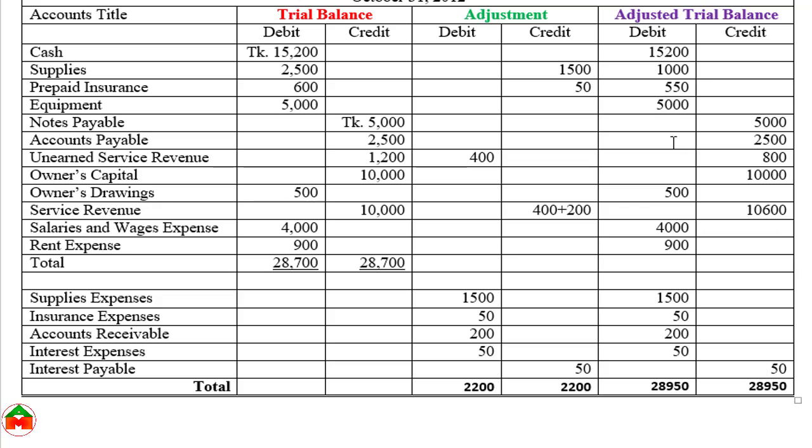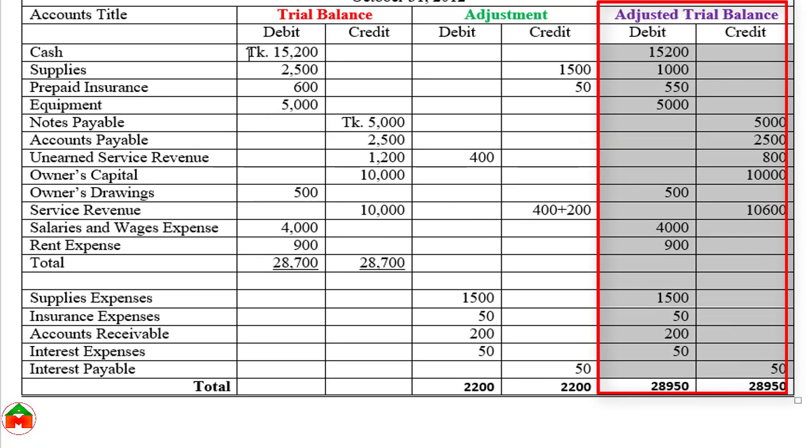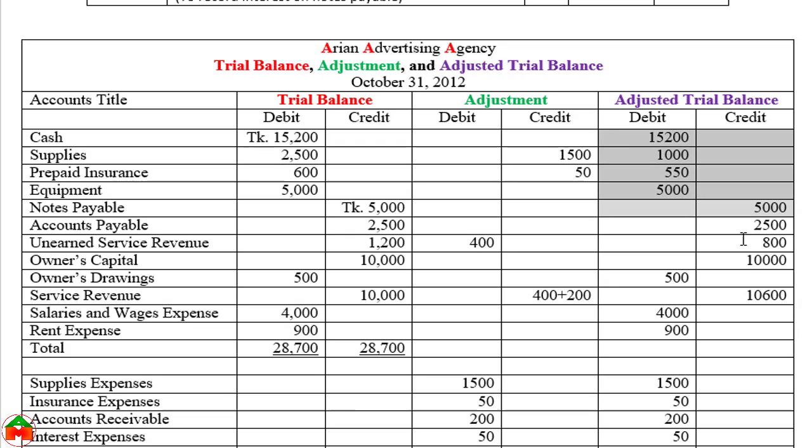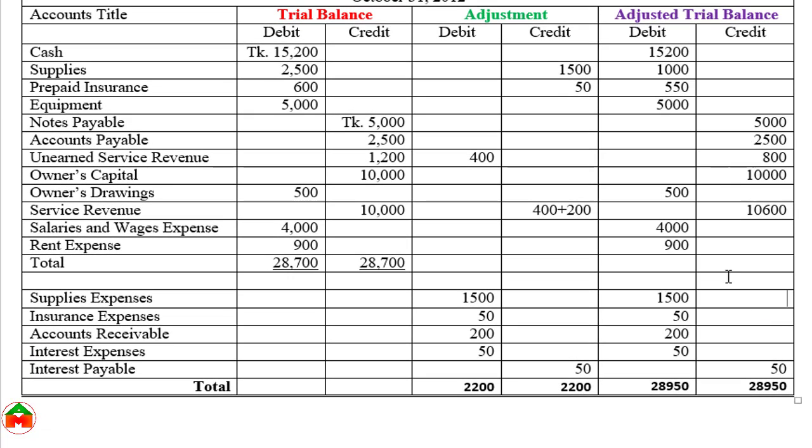So we have filled up these two columns from the four-column adjustment. Okay, so this is the adjusted trial balance. Now we will add these columns. If we add this debit column, we can see there is a 28,950 balance, and if we add this column, we can see there is 28,950. So there is equality of the trial balance. So this is the trial balance.